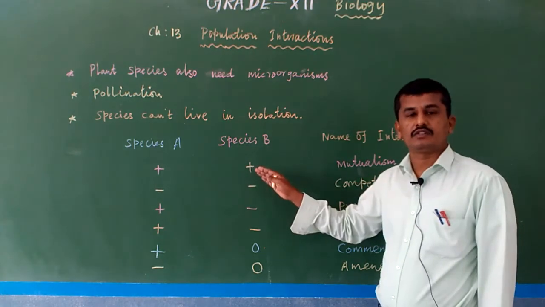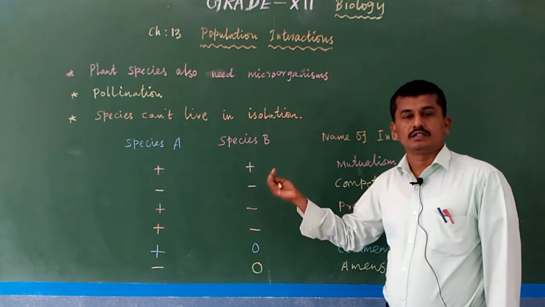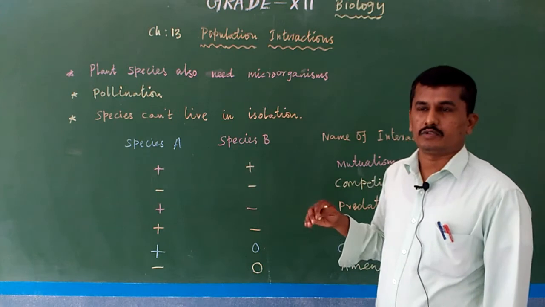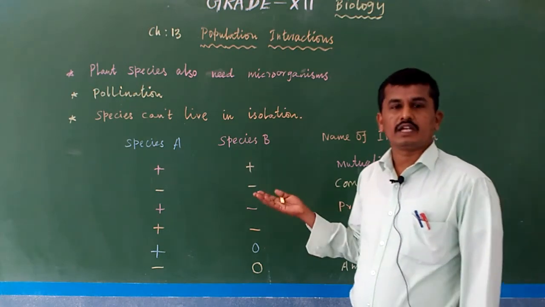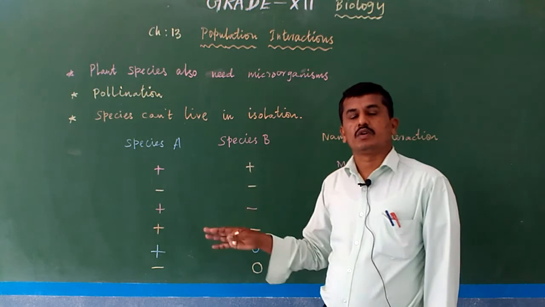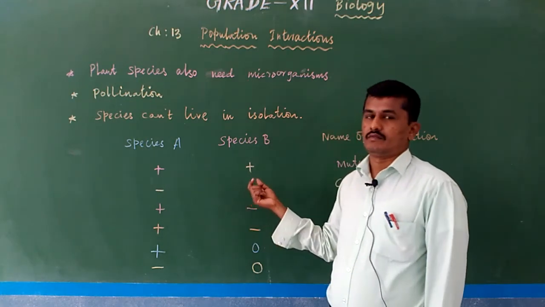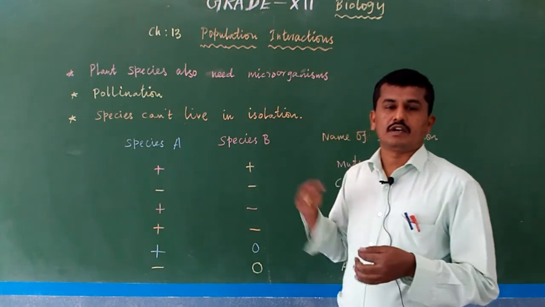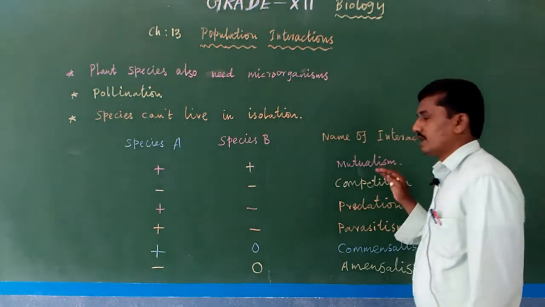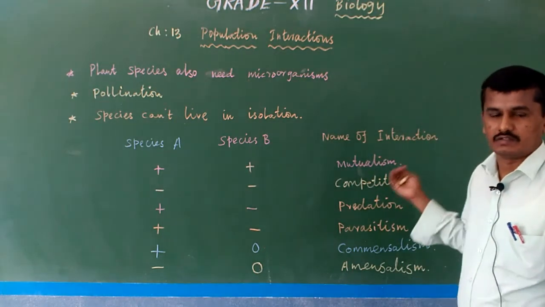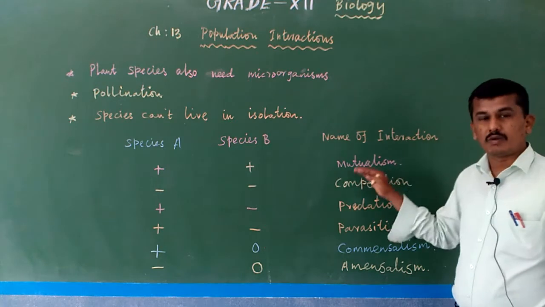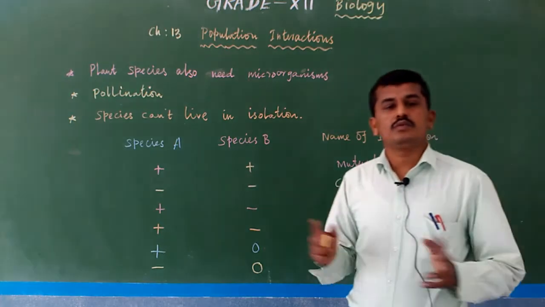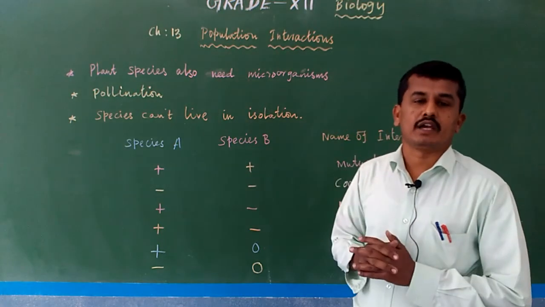Here a plus sign is for beneficial interaction, and a minus sign for detrimental interaction. Suppose one organism gets a negative interaction, that is a minus. A plus means both organisms get benefited. Then mutualism, I will explain one by one afterwards in an elaborated way with examples. I give a small idea first. The next one is competition. Between two organisms, competition may occur.